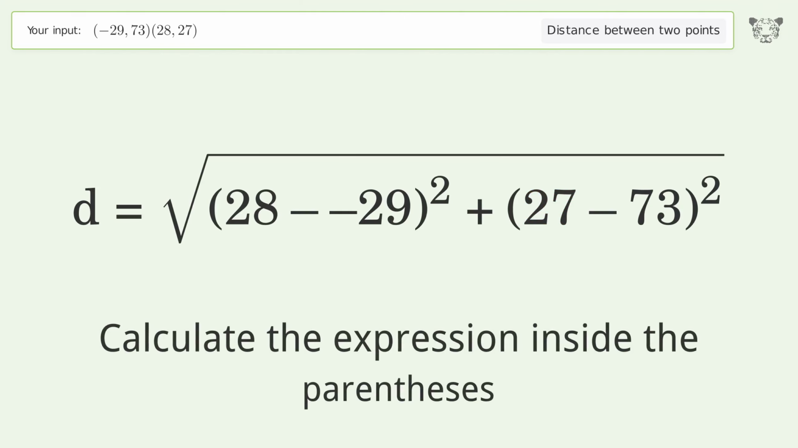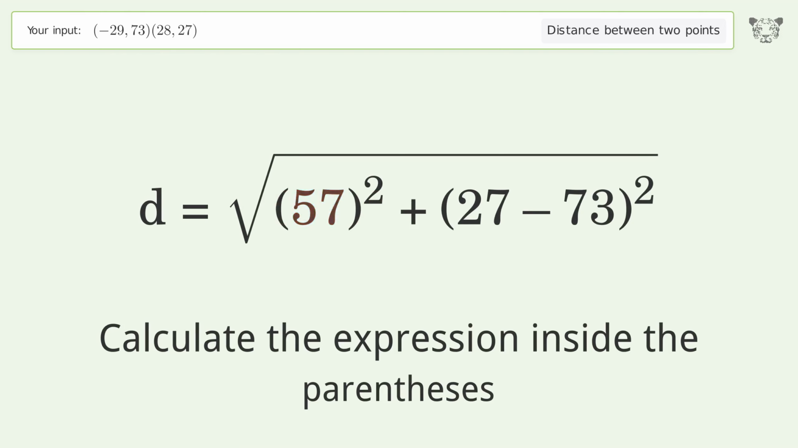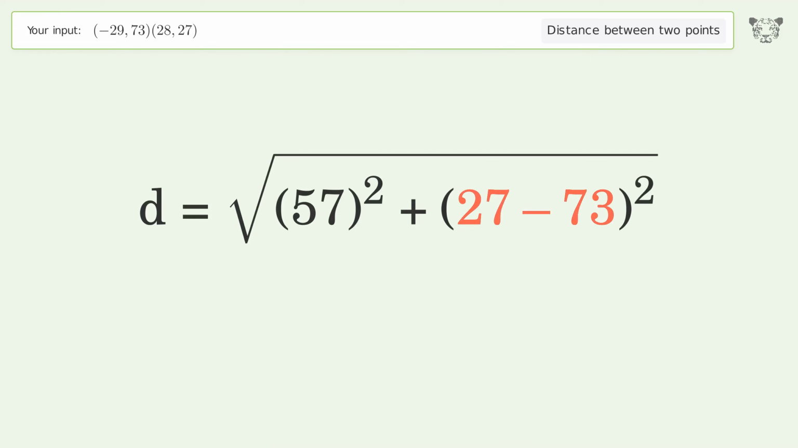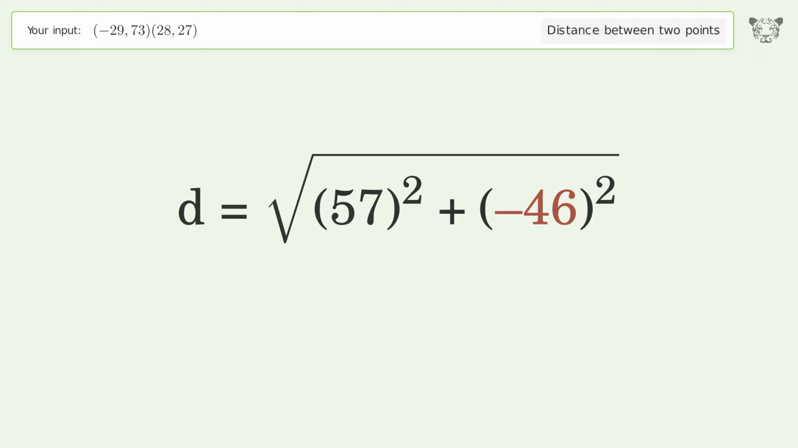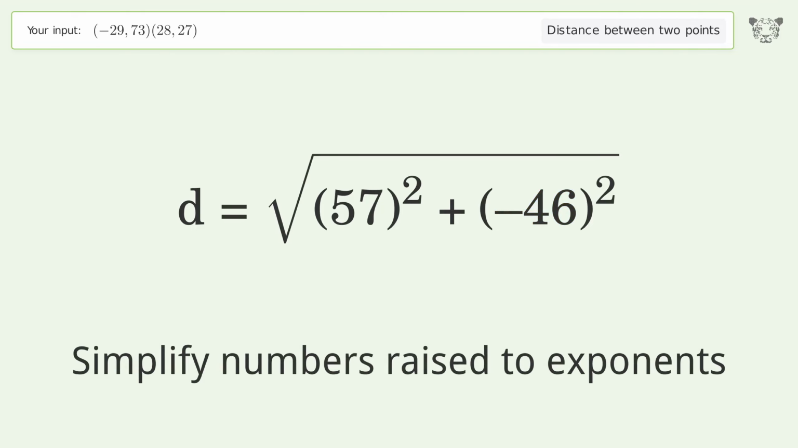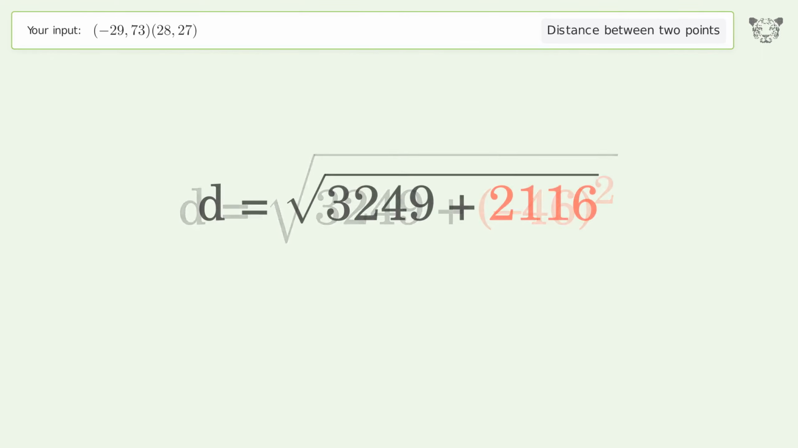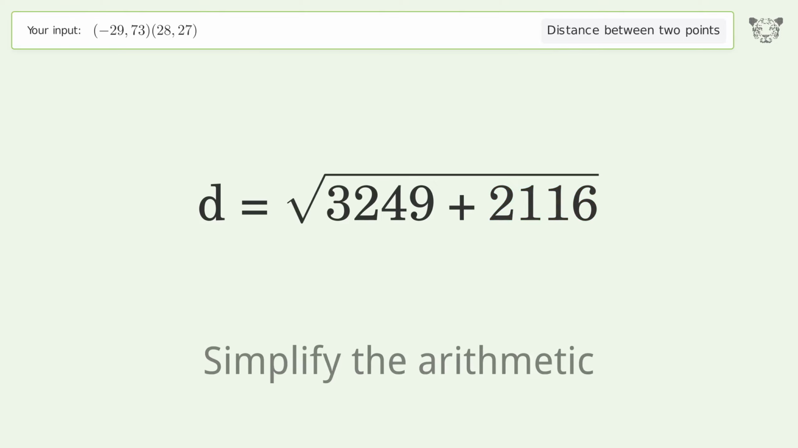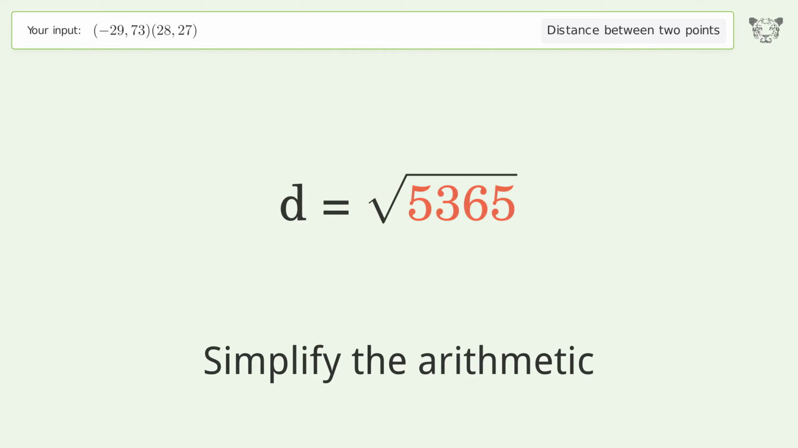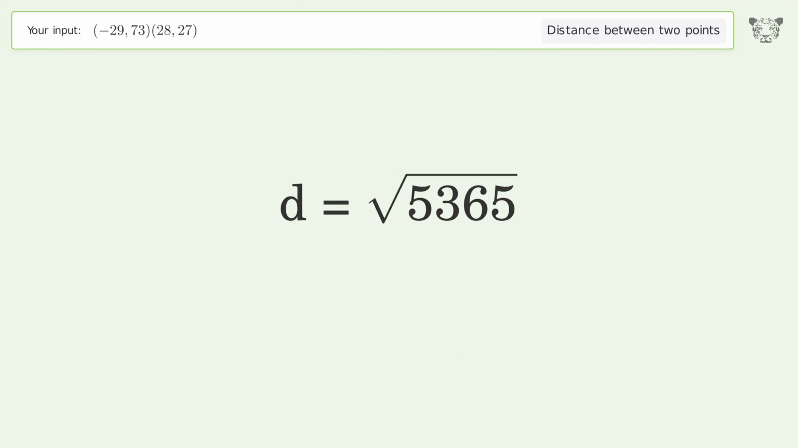Calculate the expression inside the parentheses. Simplify numbers raised to exponents. Simplify the arithmetic. And so the distance between the 2 points is the square root of 5,365, or 73.246.